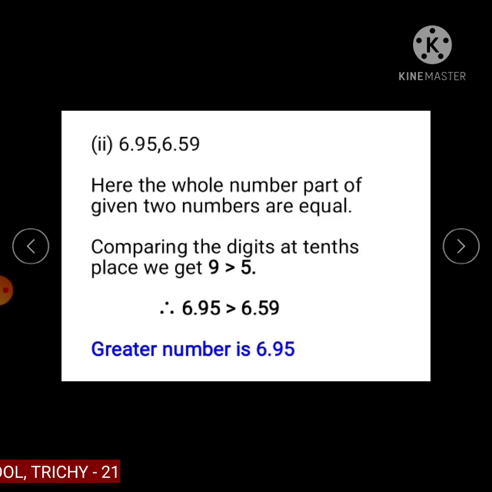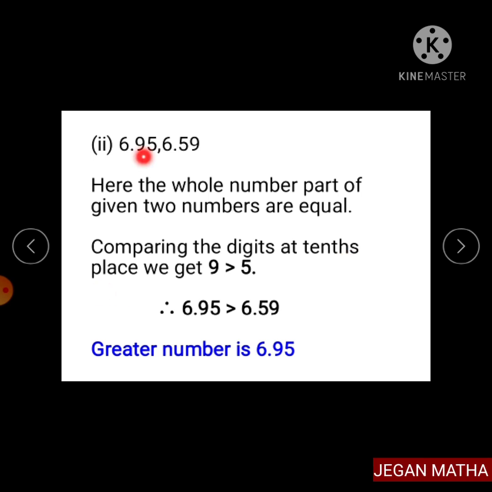Subdivision 2. 6.95 and 6.59 are the given numbers. Here the whole number parts of the given two numbers are equal, 6 equal to 6. Comparing the digits at the tenths place, we get 9 is greater than 5. So 6.95 is greater than 6.59. The greater number is 6.95.